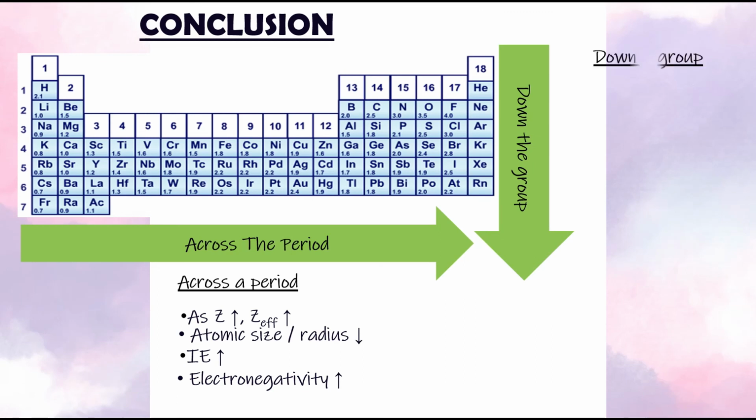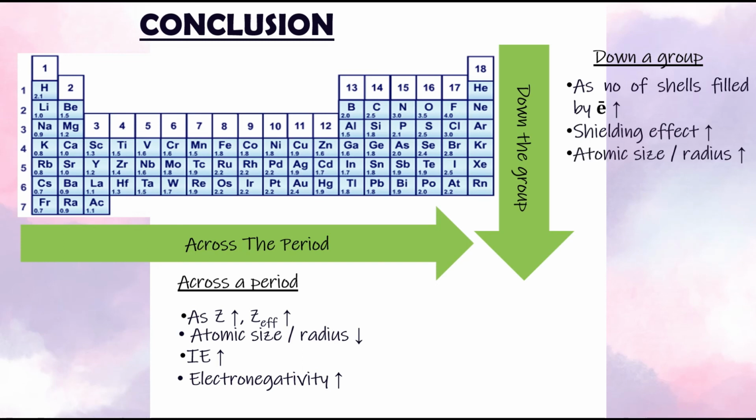As for down the group, as the number of shells filled by electrons increases, the shielding effect also increases, the atomic size or atomic radius increases, the ionization energy decreases, and electronegativity also decreases.